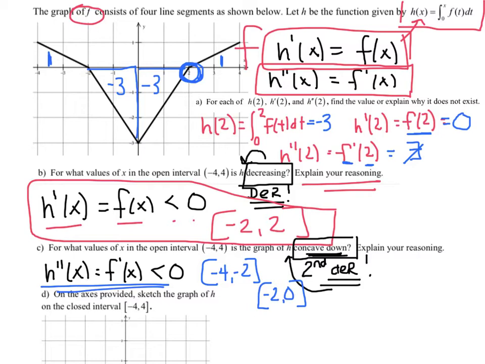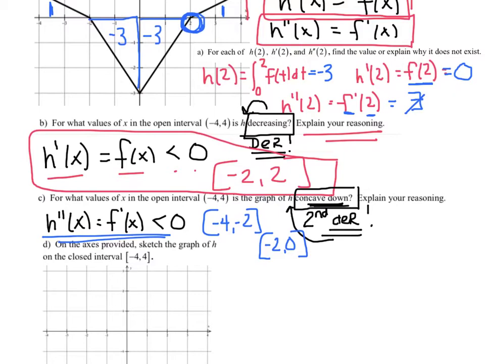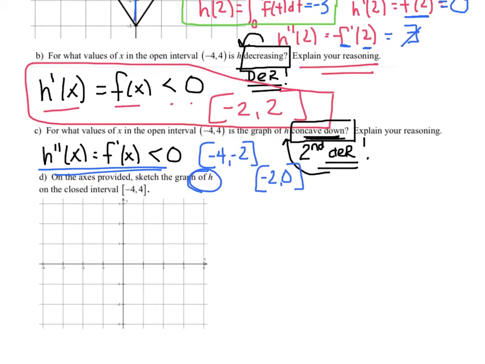All right, now the fun part. It says on the axes provided, so you'll have to draw your own here, sketch a graph of h on the closed interval -4 to 4. At first it might look a little intimidating, but believe it or not, you actually know a value already on h. If you look back in part A, we already found h of 2. Right here, h of 2 equals -3. I'm going to go ahead and plot that point right away. All right, I know one point on my graph.